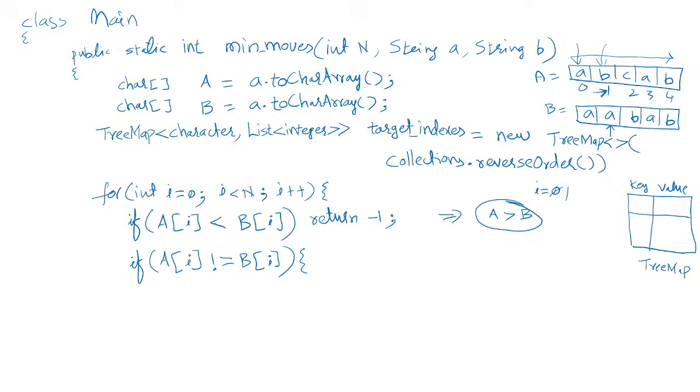Again it tests: A of 1 less than B of 1. What is A of 1? A of 1 is B. B less than A? No, false. Then again it comes here. B not equals to A, it checks here. B not equals to A, yes. That means we identified one mismatch character. So now collect its index, and the character becomes the key here. That will be stored into this tree map. That is what we did previously in Python also.